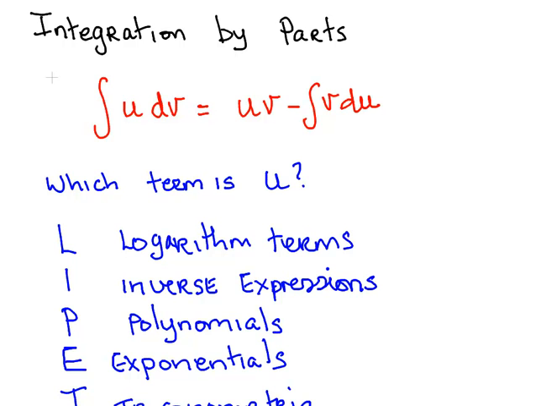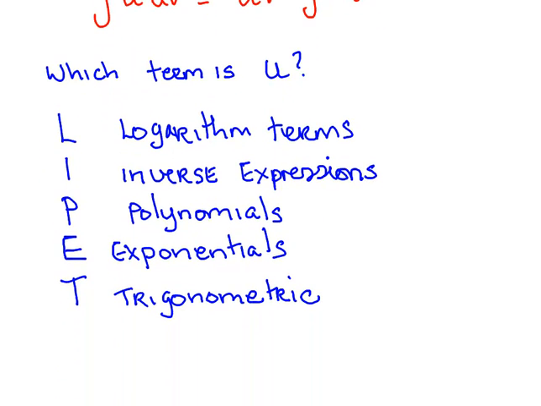Now, the important rule here is the LIPET rule, which is worth mentioning again and again. This is a rule for determining which expression should be u, since sometimes you have several choices. So a very useful rule here is the LIPET rule: L-I-P-E-T. Essentially, if you have logarithms, log of x, let's say, that would be the best choice to have as u.